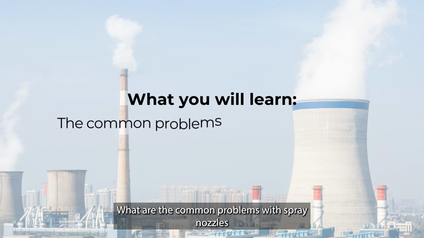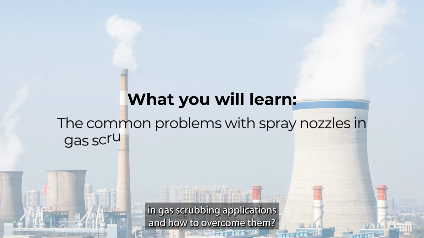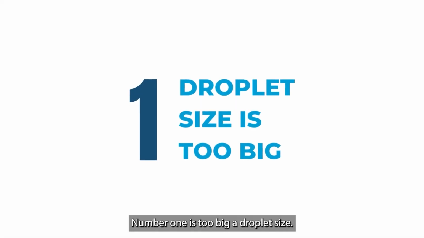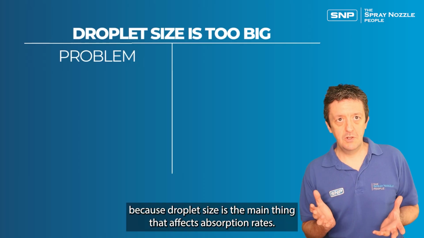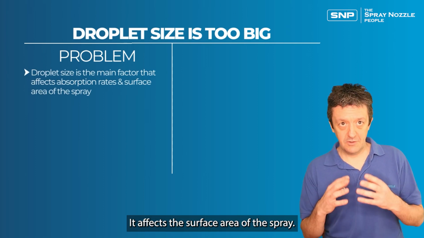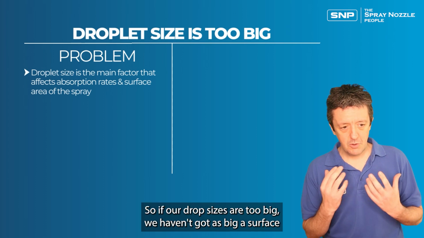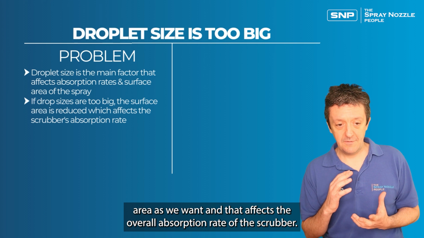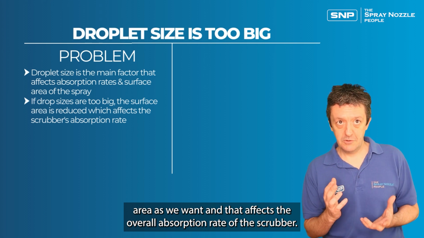What are the common problems with spray nozzles in gas scrubbing applications and how to overcome them? Number one is too big a droplet size. This will be a problem because droplet size is the main thing that affects absorption rates, it affects the surface area of the spray. So if our drop sizes are too big, we haven't got as big a surface area as we want, and that affects the overall absorption rate of the scrubber.